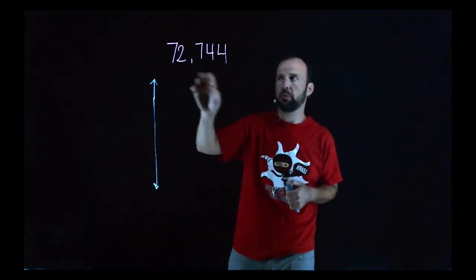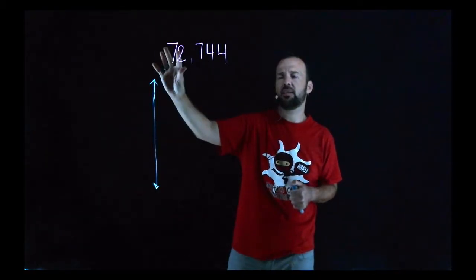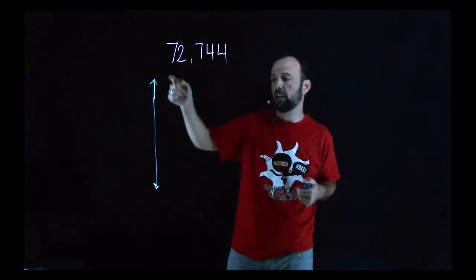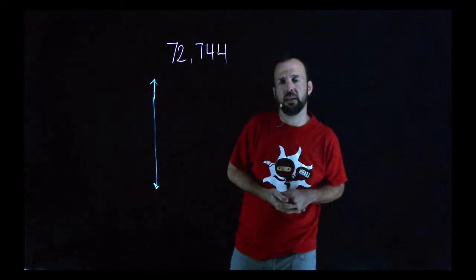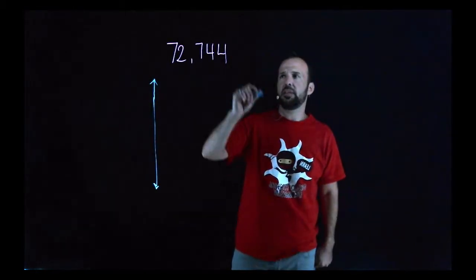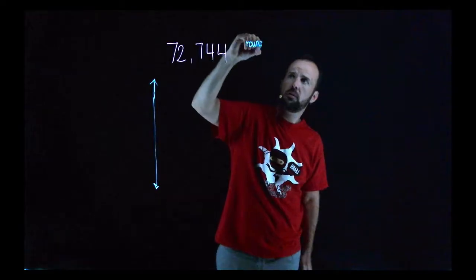All right, well, you guys are gathering up materials. I went ahead and wrote a number up here of 72,744. So that's the number that we're going to be working with in our first example for rounding. I also drew myself a vertical number line that I'm going to use to help me when I round. So we're going to round this number to the nearest 10,000. So I'm going to write that so I remember.